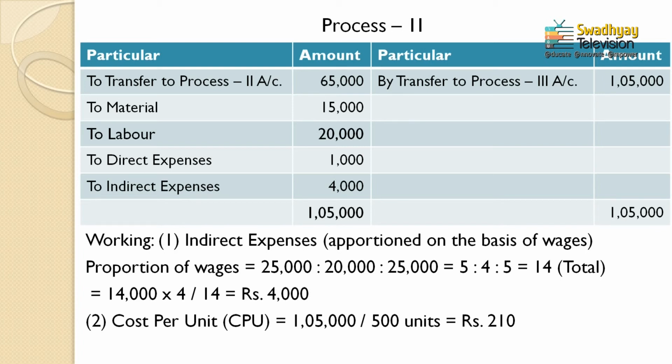Again, we need to identify the cost per unit, CPU. How would the CPU be calculated? It is the same formula as we used in the previous process: the total amount of cost incurred in the respective process divided by the number of units manufactured, and that is 500. So 1,05,000, the total cost of process 2, divided by the 500 units manufactured in process 2, comes to rupees 210. So this is the cost per unit of the process 2 account, and this is the way to find out the CPU for process 2.